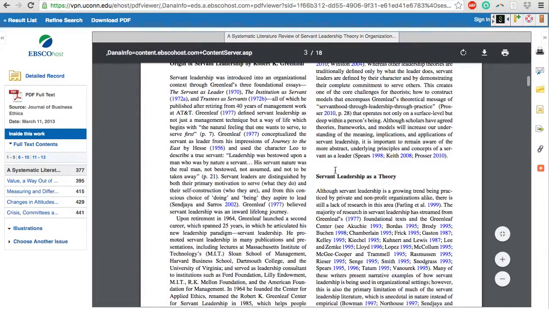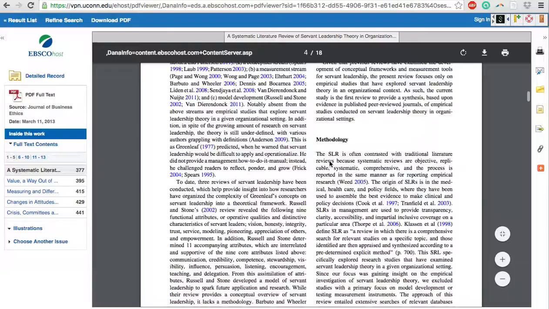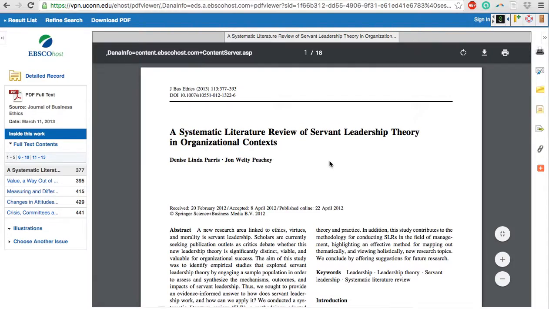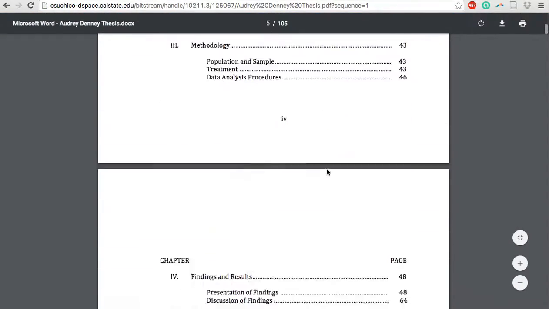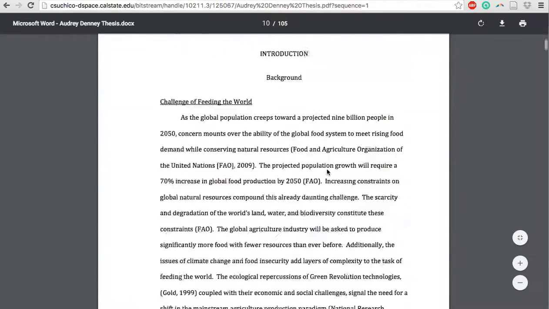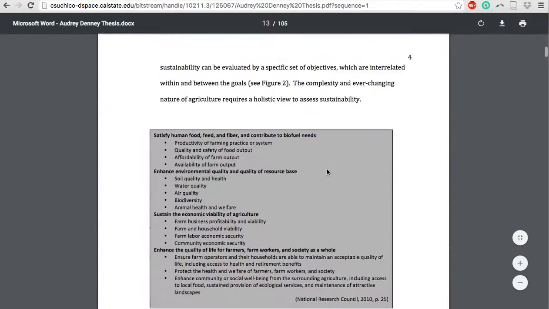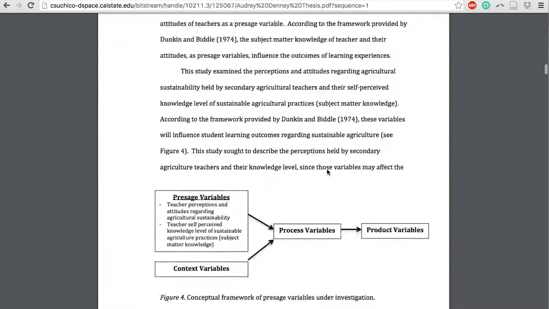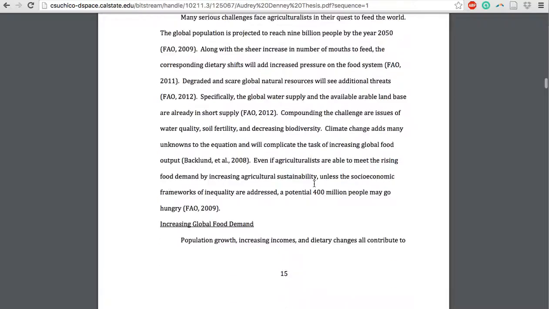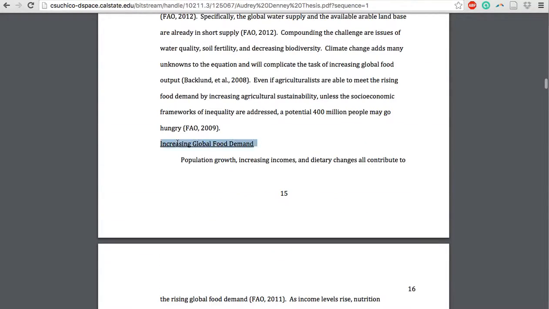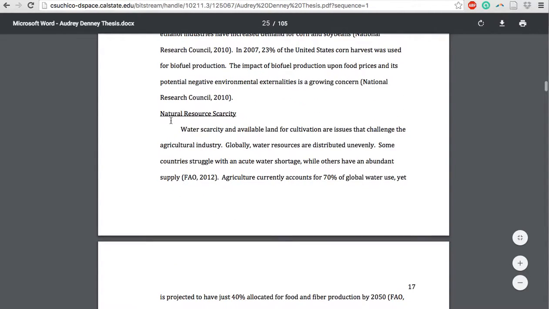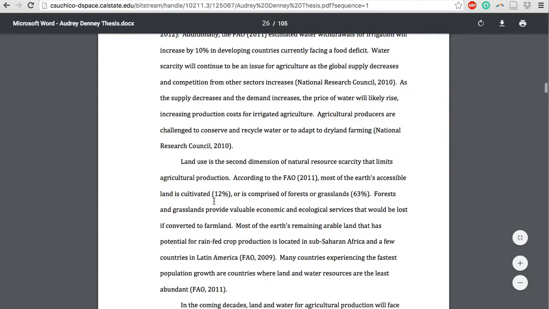Origin of servant leadership as a theory, methodology, etc. Data analysis. So they have these sections. And then this has sections within just the literature review. So if we go back to the literature review, it has different sections. Increasing global food demand. And then all of the articles are synthesized just to talk about that idea. Natural resources. Again, same thing.